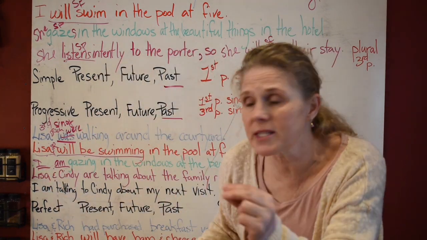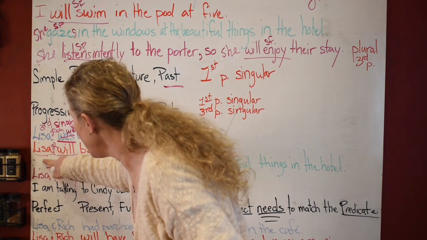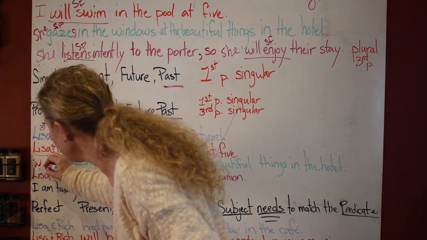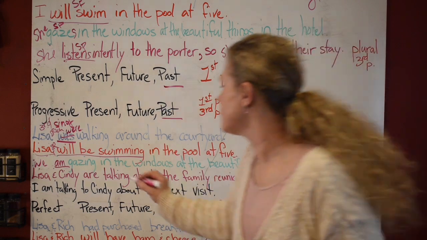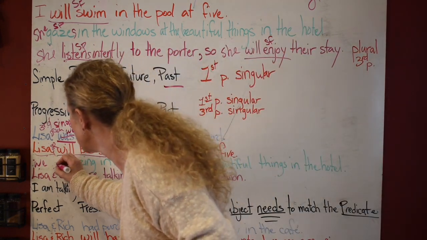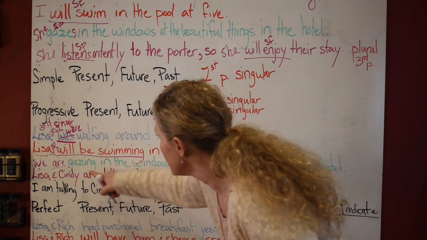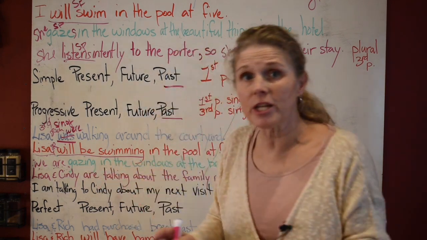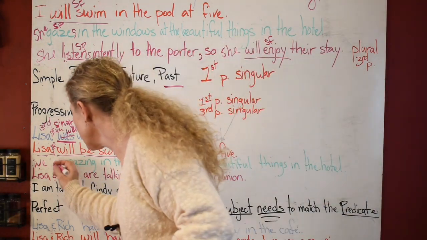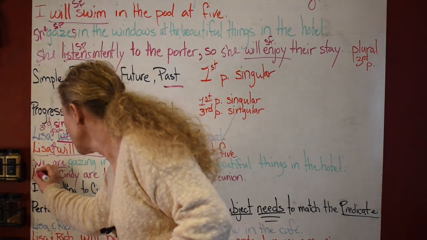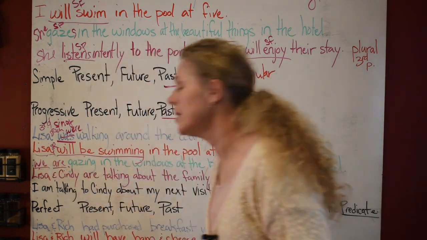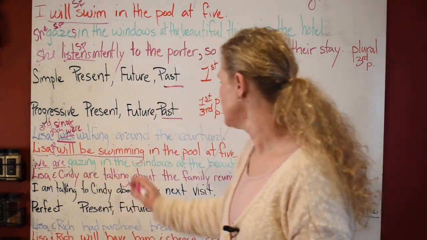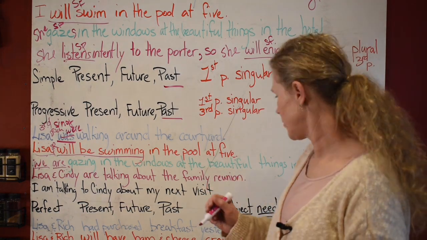But what if we want to say we? Can we say we am? Are. Then you have to change that to are. See how this progressive word with the ing is not changing. What's changing? Your auxiliary verb. This is plural. This is plural. Do these agree? Yeah, we are gazing in the windows at the beautiful things in the hotel.